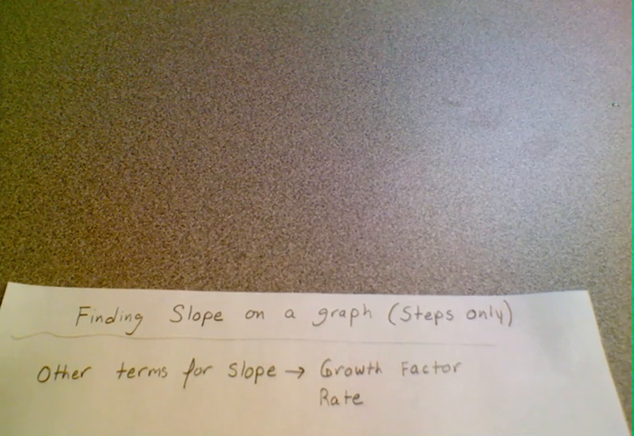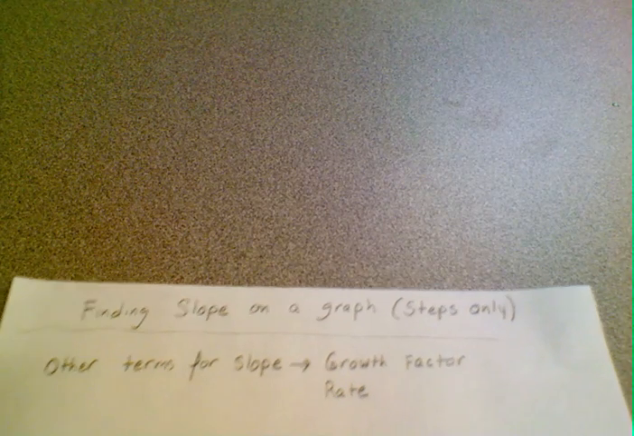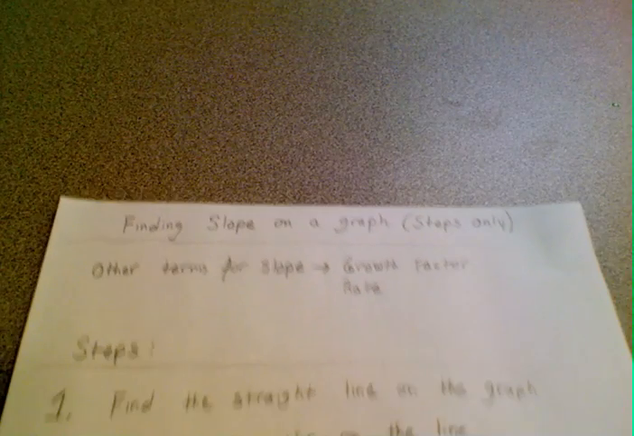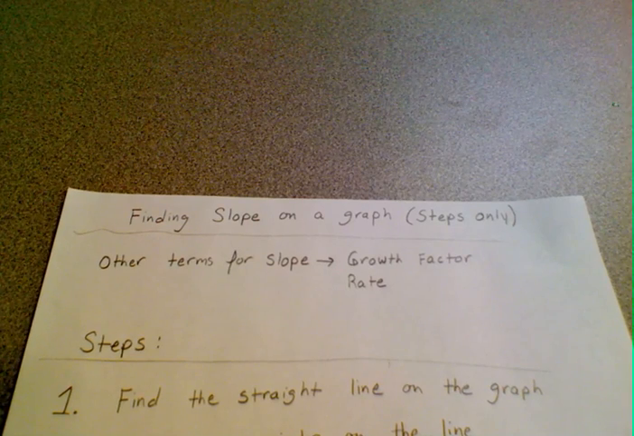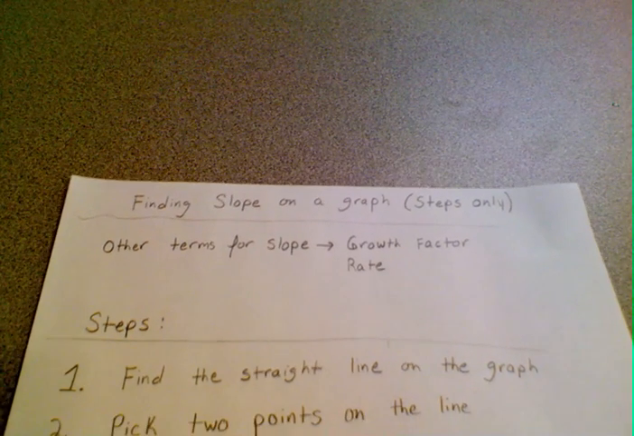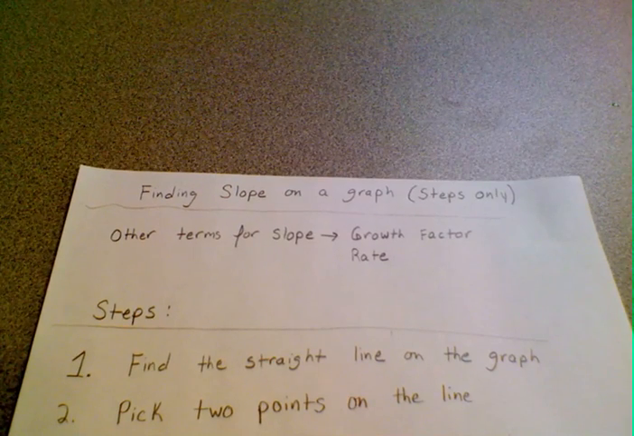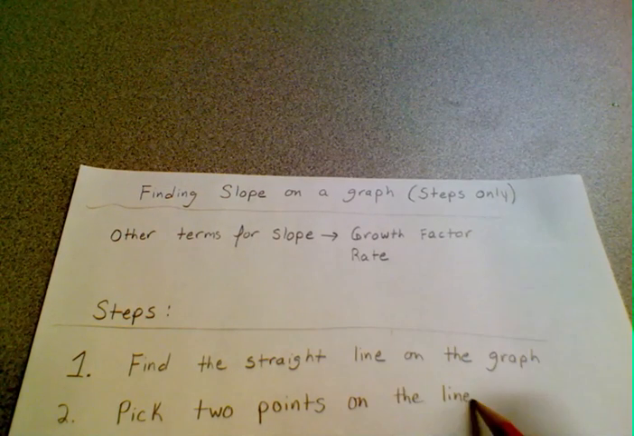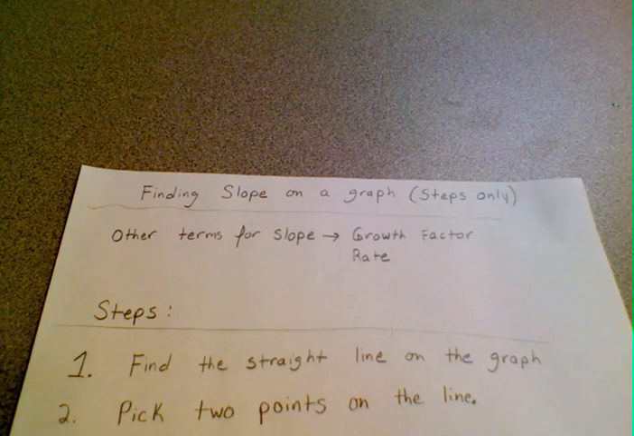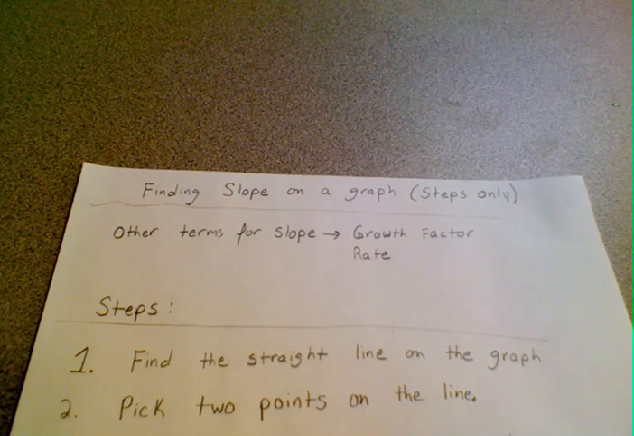Here are your steps for finding slope, or your growth factor, or your rate on a graph. Again, we're only going to go over the steps here. Step number one, I want to first find the straight line on the graph. That's going to be really important when we're talking about slope, finding the straight line. Step two, you're going to pick 2 points on the line. We'll show you what that looks like in a little bit. It's important that you have these written down, that way you're able to refer back to them when you're practicing some problems.